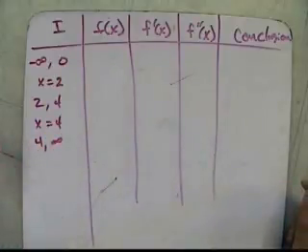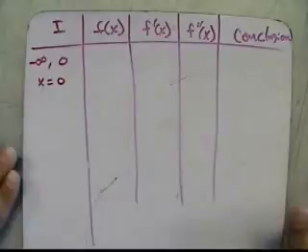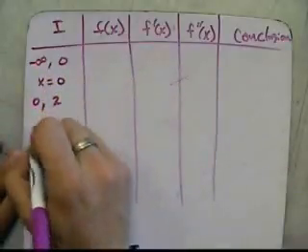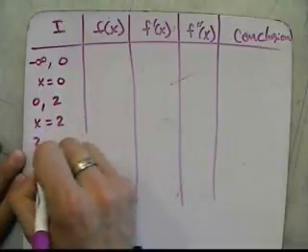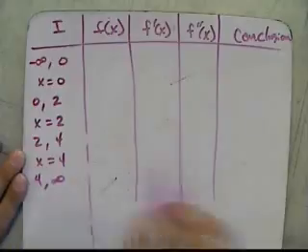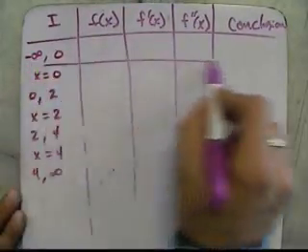You just skipped 0. Why did I skip 0? Oh, I meant to put 0 there. That's why. Yes, 0 to 2. I saw the 2 and just ran with it. Sorry. x equals 0, then 0 to 2, then x equals 2, then I went from 2 to 4, and then x is 4, and then I went from 4 to infinity. So those are the big intervals that I want to check.